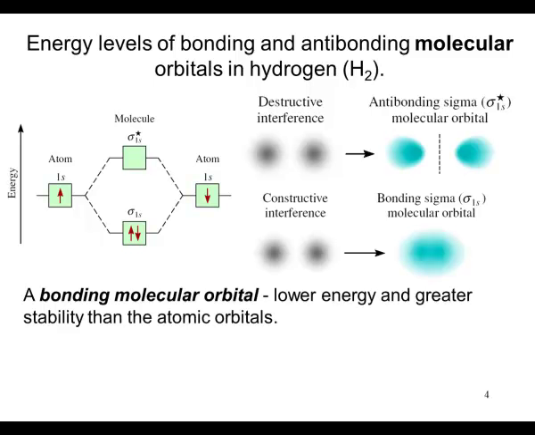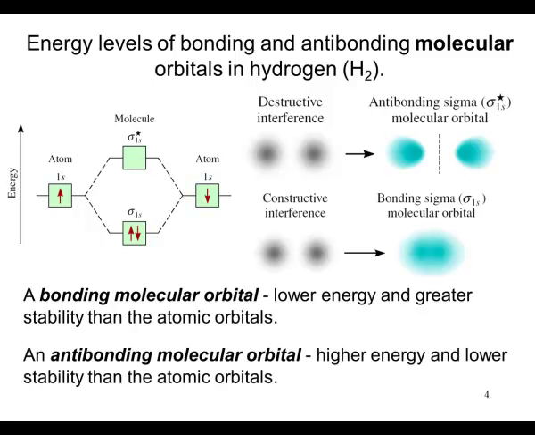A bonding molecular orbital is lower energy and greater stability than the atomic orbitals. An antibonding molecular orbital is higher energy and lower stability than the atomic orbitals. Notice that the 1 electron in each of the hydrogen atoms is put into the sigma 1s molecular orbital. It's a bonding orbital.